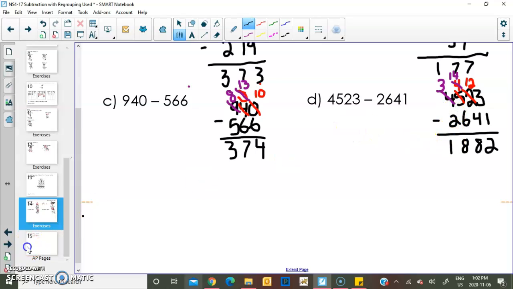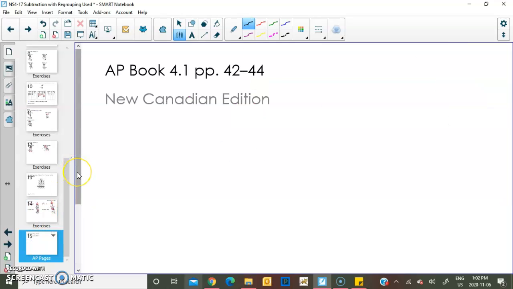Very good, grade 4s. Okay, I want you to go on Seesaw and complete the activity that says subtraction with regrouping part 2. Okay, so that is your assignment. Have fun, grade 4s.